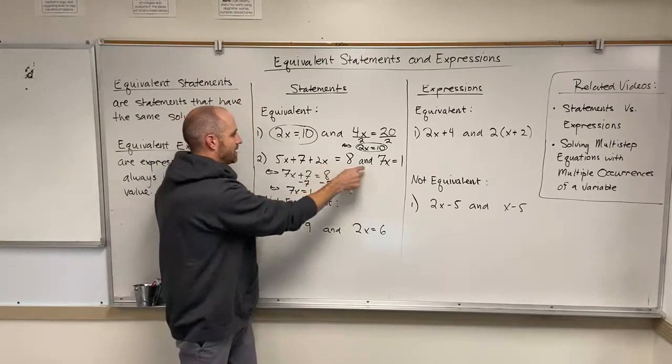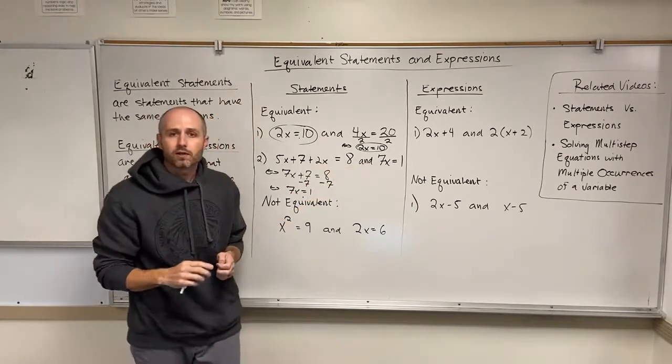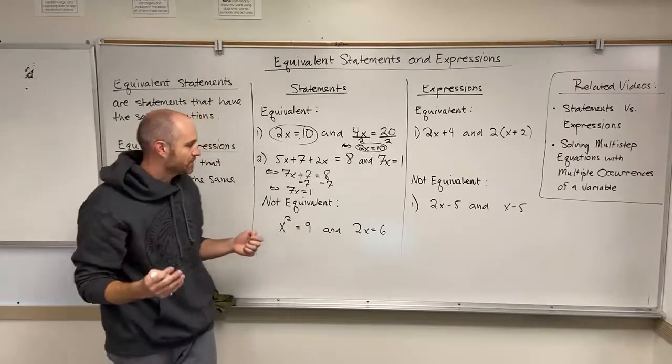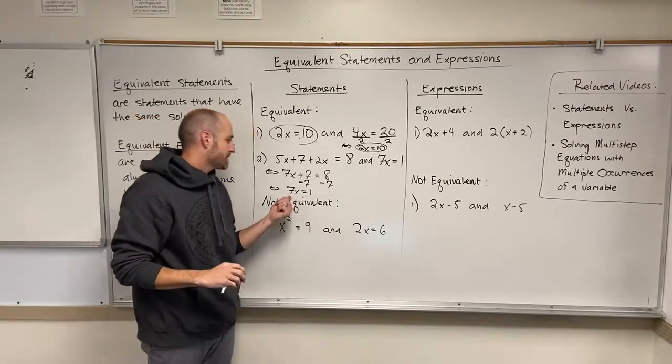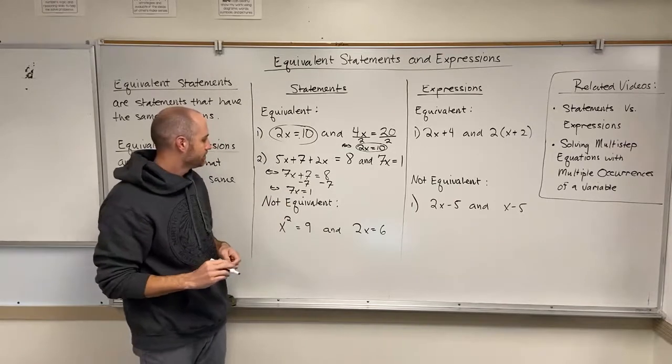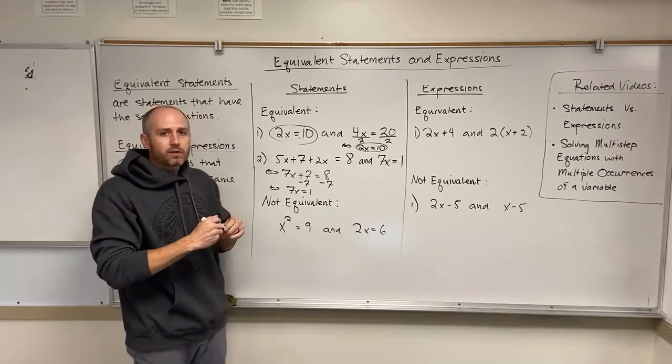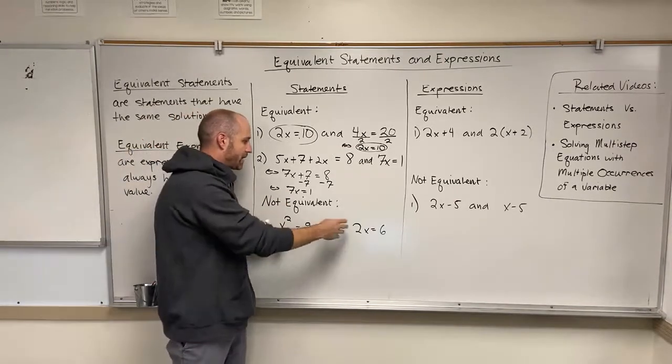So this statement and this statement were equivalent with each other from the beginning. They have the same solution. And the solution happens to be 1/7. Okay, now let's look at a statement or some statements that are not equivalent.